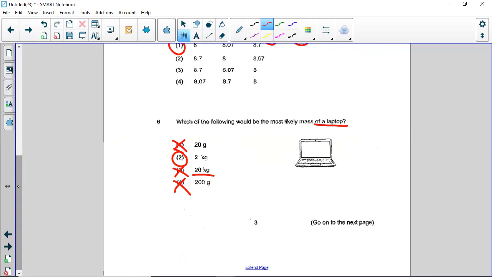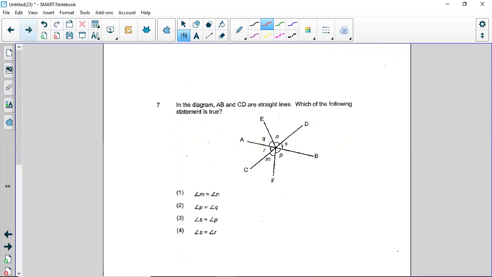All right, so let's go to number 7. Your A, B, and C, D are straight lines. So look out for straight lines because there's an X there. Is angle M equal to angle N? Nope, these two angles are not the same because you don't have two lines crossing each other. Can you see this line and this line? They are not straight. So your angle M is not equal to angle N.